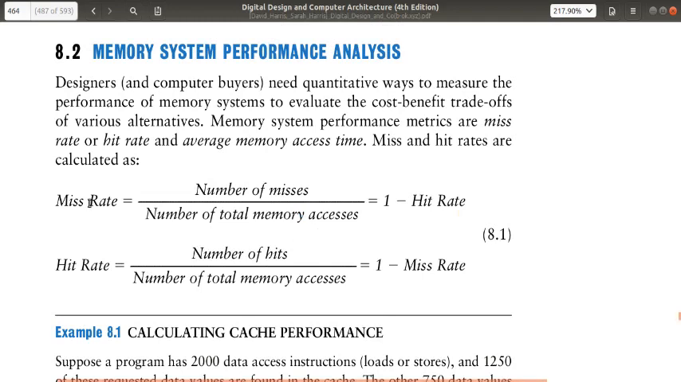Whenever we define miss rate and hit rate, we have to calculate it for a certain type of memory. There will be a certain miss rate for cache memory, and a miss rate for main memory, like that. So miss rate and hit rate by themselves need not have any value. We have to consider which particular memory is being accessed.